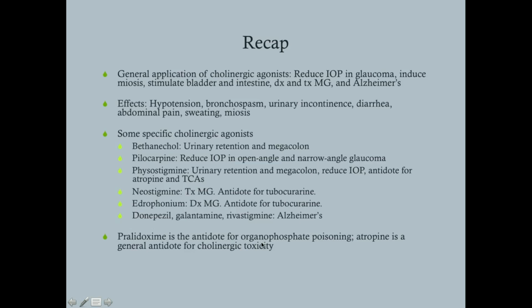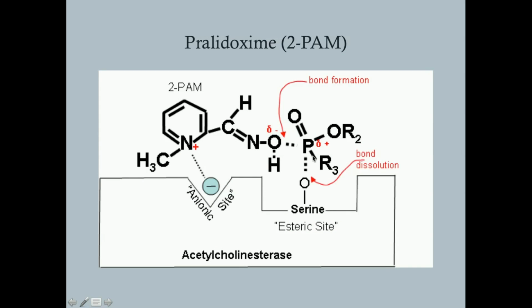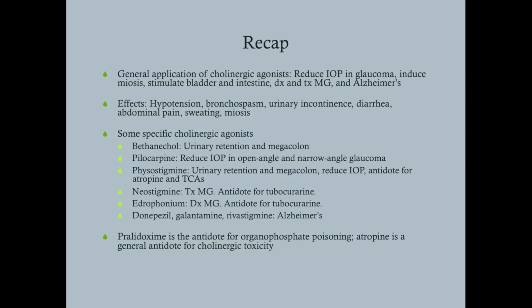Pralidoxime is the antidote for organophosphate poisoning. Because pralidoxime can only work by plucking a phosphate off of a serine residue, it doesn't work for non-organophosphate cholinergic poisonings. That is where we use atropine. So atropine is a general antidote for cholinergic toxicity, and atropine works by inhibiting those acetylcholine receptors. And so that would be used if you have a poisoning from something like, say, physostigmine, for instance.